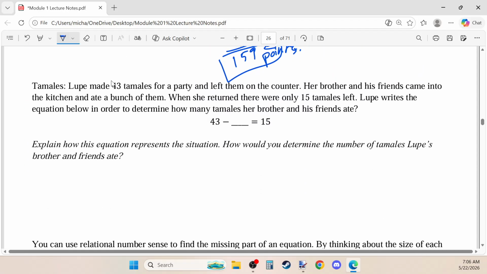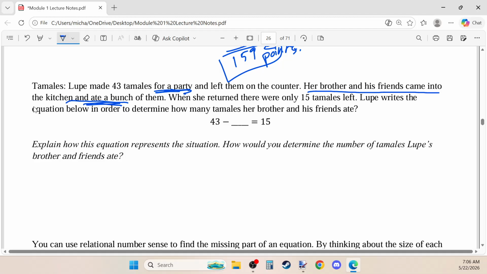Tamales. Lupe made 43 tamales for a party and left them on the counter. Her brothers and his friends came into the kitchen and ate a bunch of them. That's not nice. There's a party, and they ate the tamales before the party. Or maybe they are the party. Are they the party? Or a party?